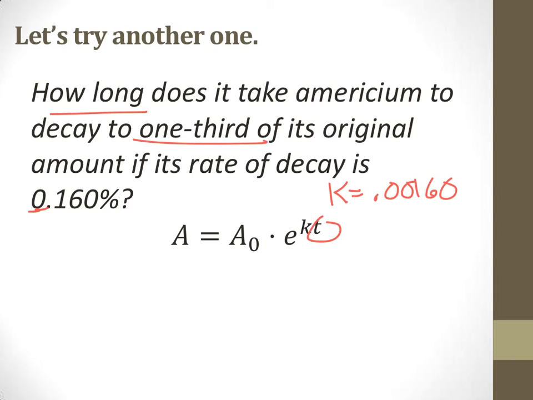Now it's 1/3, so we're going to have 1/3 of the amount, whatever the unit was, e raised to the, and it's decay, so it should have a negative here, 0.00160 t. Solve that the way you did the others in this video.